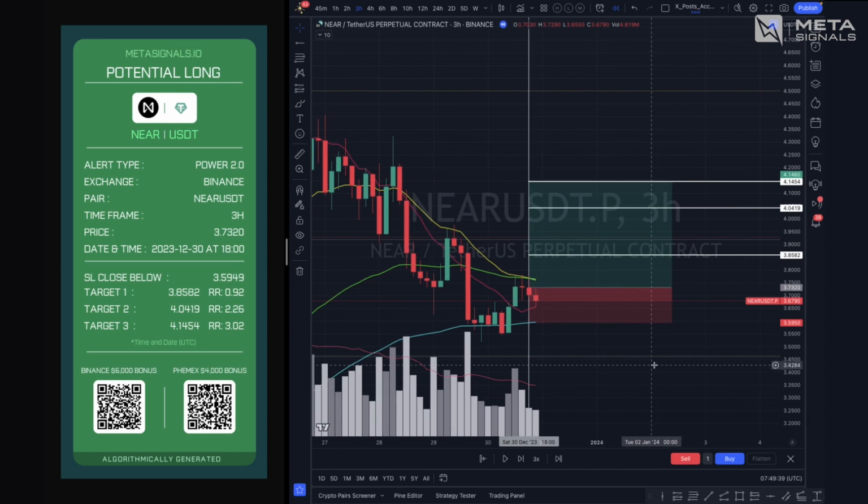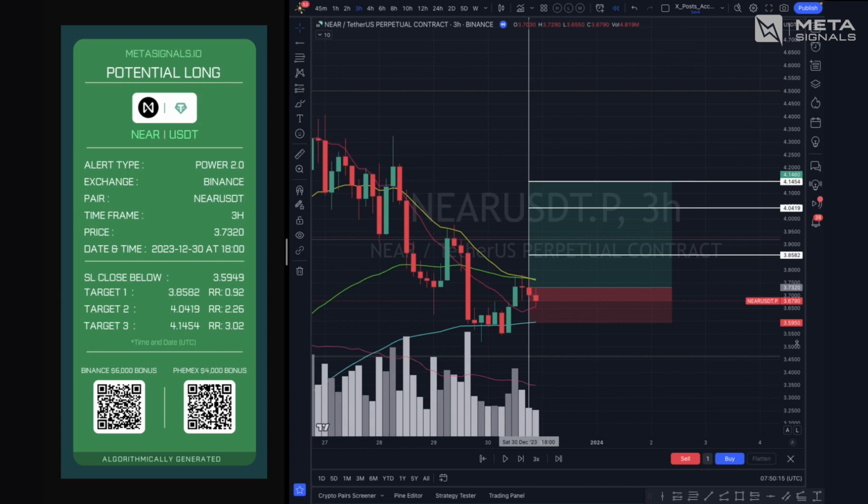So the stop loss close below value on this one is 3.5949. For the sake of sanity, we've got it here on TradingView at 3.5950. Again, for those who haven't read the website or remain a little bit confused, we choose not to exit without a close below this stop loss value. So when we say close below, if it's a 3-hour alert, then we want to see a 3-hour candle close below this value before we exit.